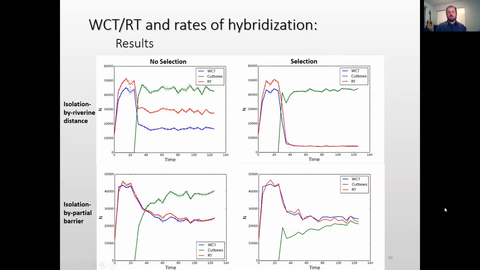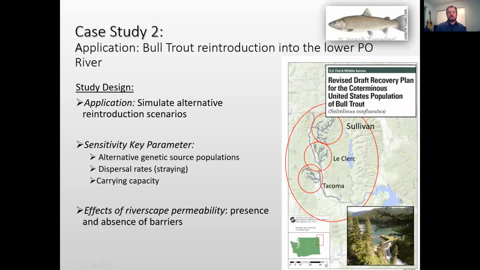And so we can use this information to present to the managers to think about how barriers might be promoting conservation and are not always such a negative thing in preventing movement, that maybe they're mitigating unwanted hybridization between species in some cases. So the next case study is bull trout reintroduction.